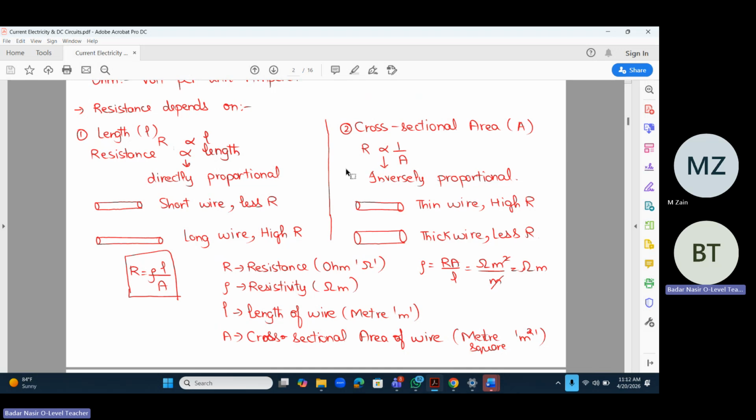We merge these two relations and we come up with a formula R is equal to rho L over A, where rho stands for the resistivity, L is the length, and A is the cross-sectional area of the wire. So resistance is in ohm, length is in meter, cross-sectional area is meter square. If you rearrange the formula and make resistivity the subject, the unit of resistivity is ohm meter.